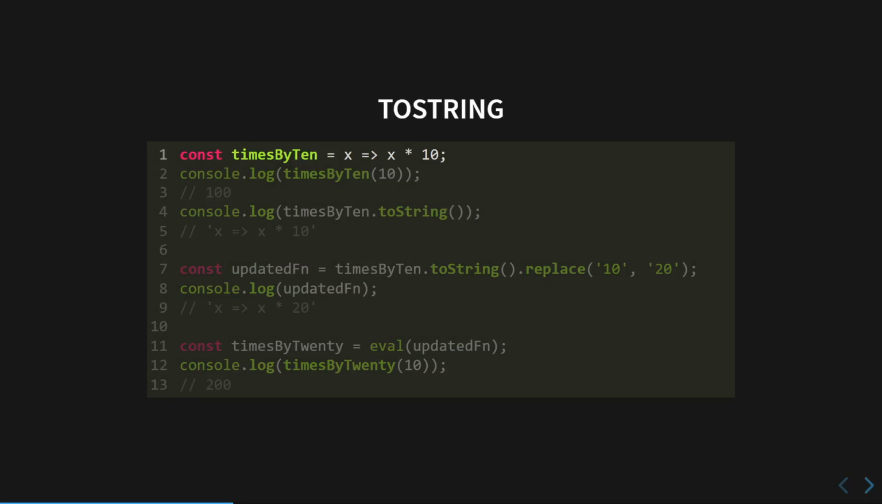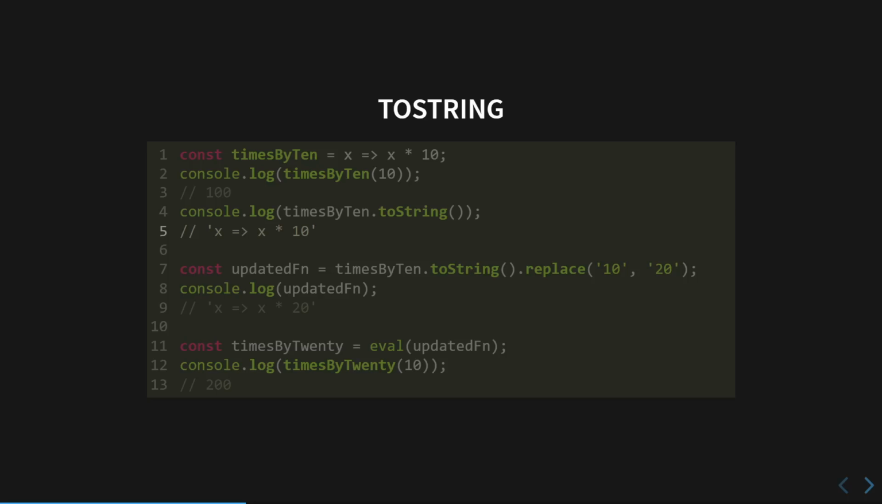Okay, so we have this function const timesBy10. It takes an x and it multiplies it by 10 and returns that. If we call it with 10, it returns 100. That makes sense. If we call the toString method on it, it returns a string representation of the function, pretty much exactly as how we defined it.